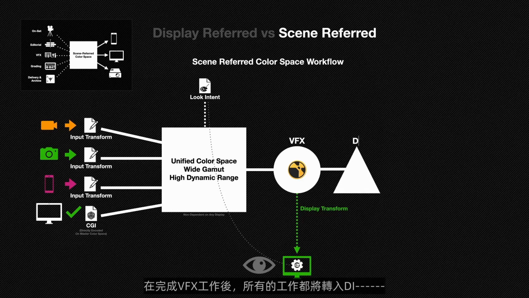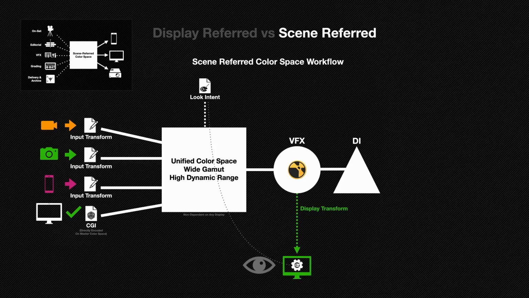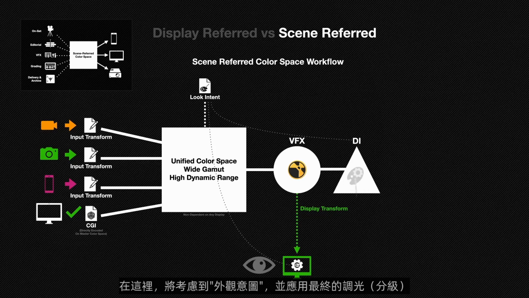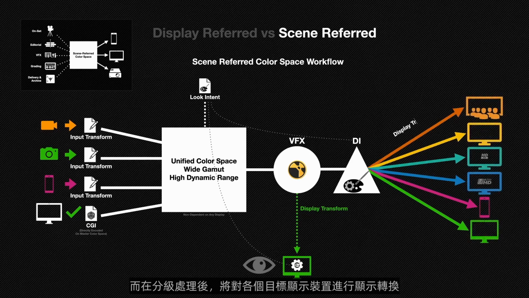After VFX have completed their job, everything moves to DI. That, by the way, DI still stands for Digital Intermediate, even though the whole process is digital, but it's a reminiscence. The final grade will be applied, keeping in consideration the look intent, and after the grading process, a display transform will be applied for every destination display device, each one in their own color space and features.